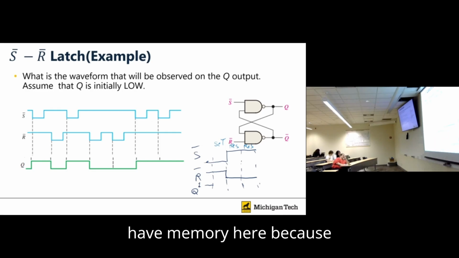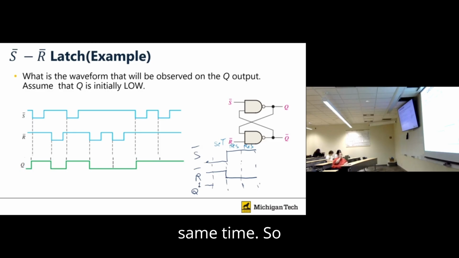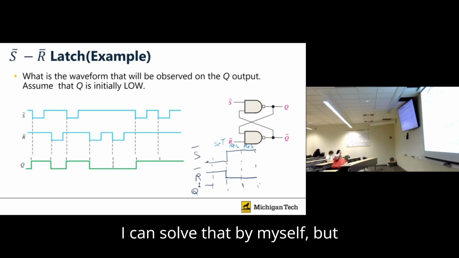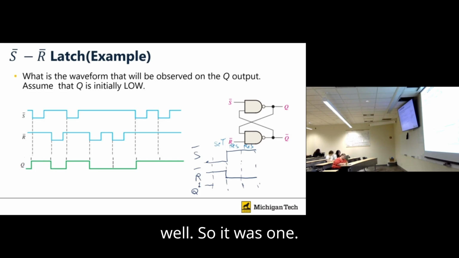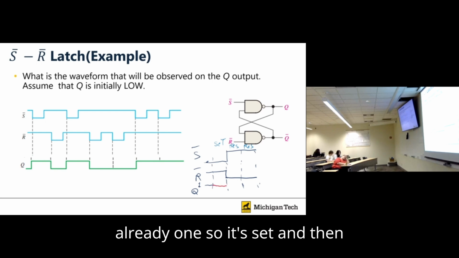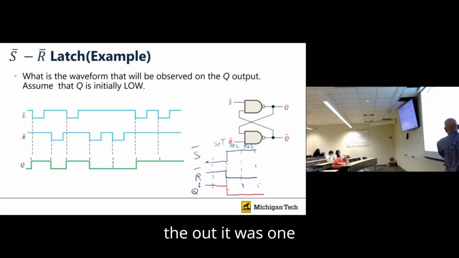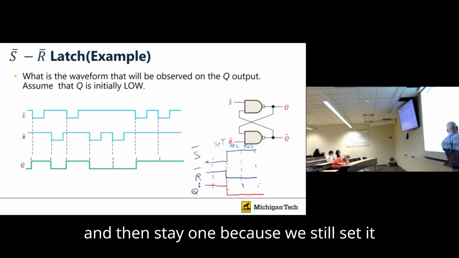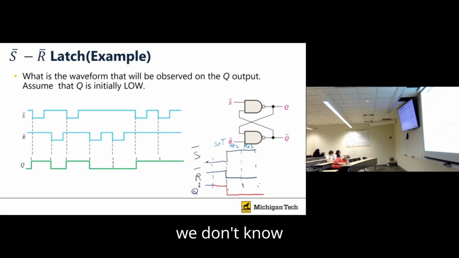We don't have memory here because memory was actually 1, 1, and we don't have 1, 1 at the same time. So I can solve that by myself, but probably you got the proper answer as well. It was 1, and it becomes set, means one already won, so it's set, and then reset. So this is the out. It was one, and then it stays one because we set it again, and then reset and it stays. Still this time, we don't know later.